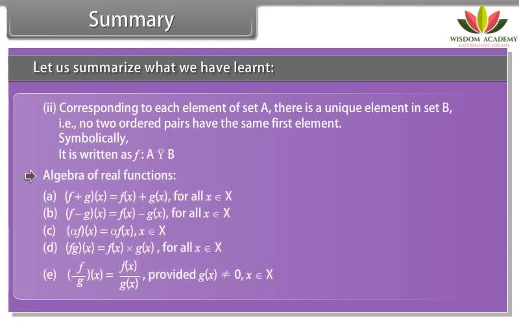Algebra of real functions. (f + g)(x) = f(x) + g(x) for all x belongs to X. (f - g)(x) = f(x) - g(x) for all x belongs to X. (αf)(x) = α f(x), x belongs to X. (fg)(x) = f(x) g(x) for all x belongs to X. (f/g)(x) = f(x) by g(x), provided g(x) is not equal to 0, x belongs to X.